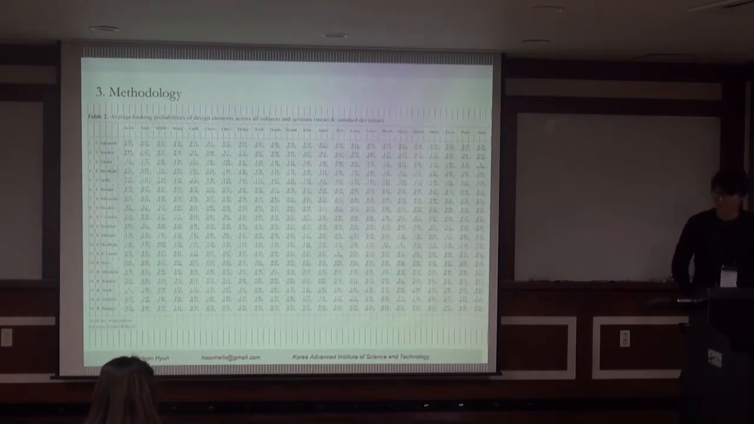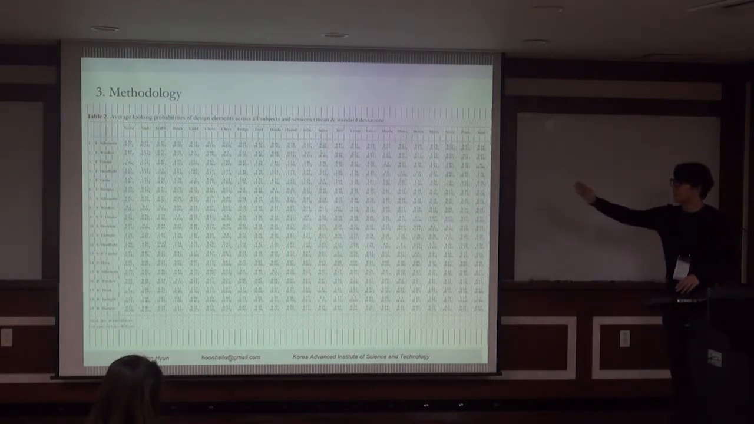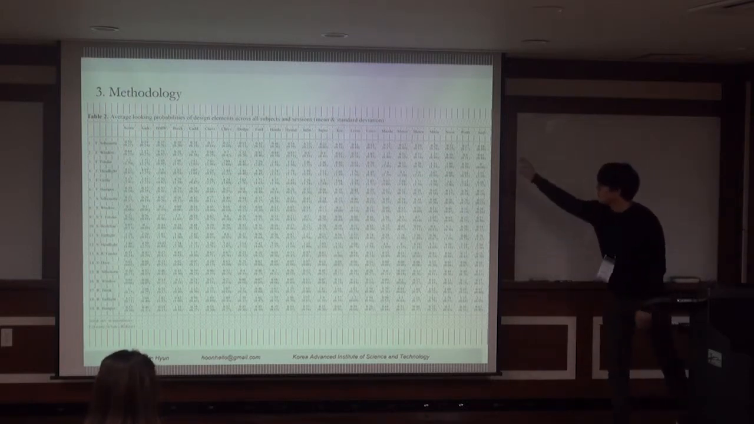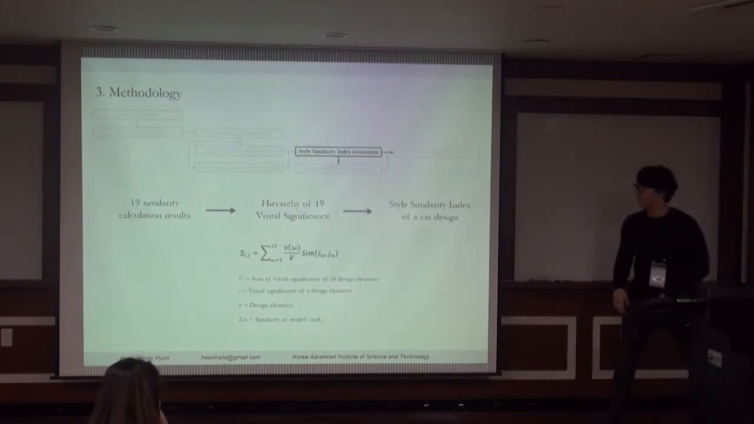And this is the result. The looking probability of the 19 design elements shows alpha over 0.8. So despite the different brands, the looking probabilities on design elements were similar, whether the car design was low end or high end. So what I did was I averaged all of these into just one set of visual significance values of the 19 design elements.